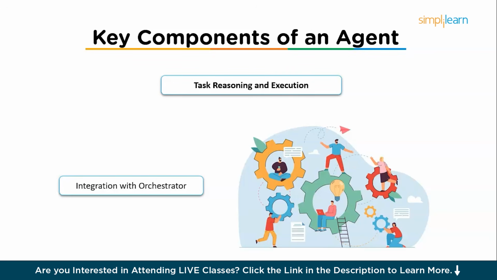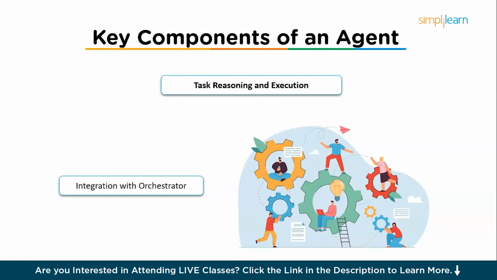So together, these two components empower an agent to perform complex tasks reliably and intelligently. The orchestrator ensures that everything runs smoothly, while the reasoning and execution module handles the actual problem solving and the action taking, making the agent both organized and smart in its operations.